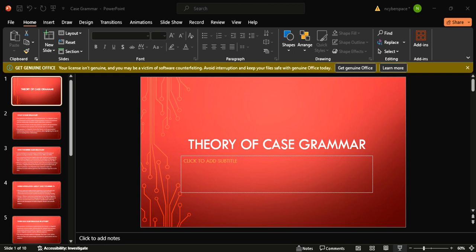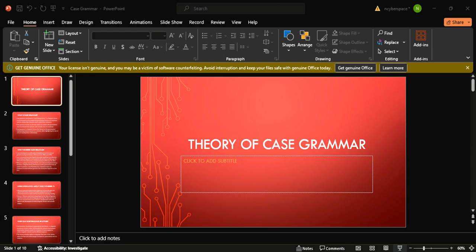analysis. When can case grammar be applied? Case grammar, also known as grammatical case theory, is a linguistic framework used to analyze and describe the syntactic and semantic relationships between words in a sentence. It can be applied in various linguistic contexts and for different purposes. This theory primarily applies to languages that have a case system where the form of a word changes to indicate its grammatical role in a sentence.